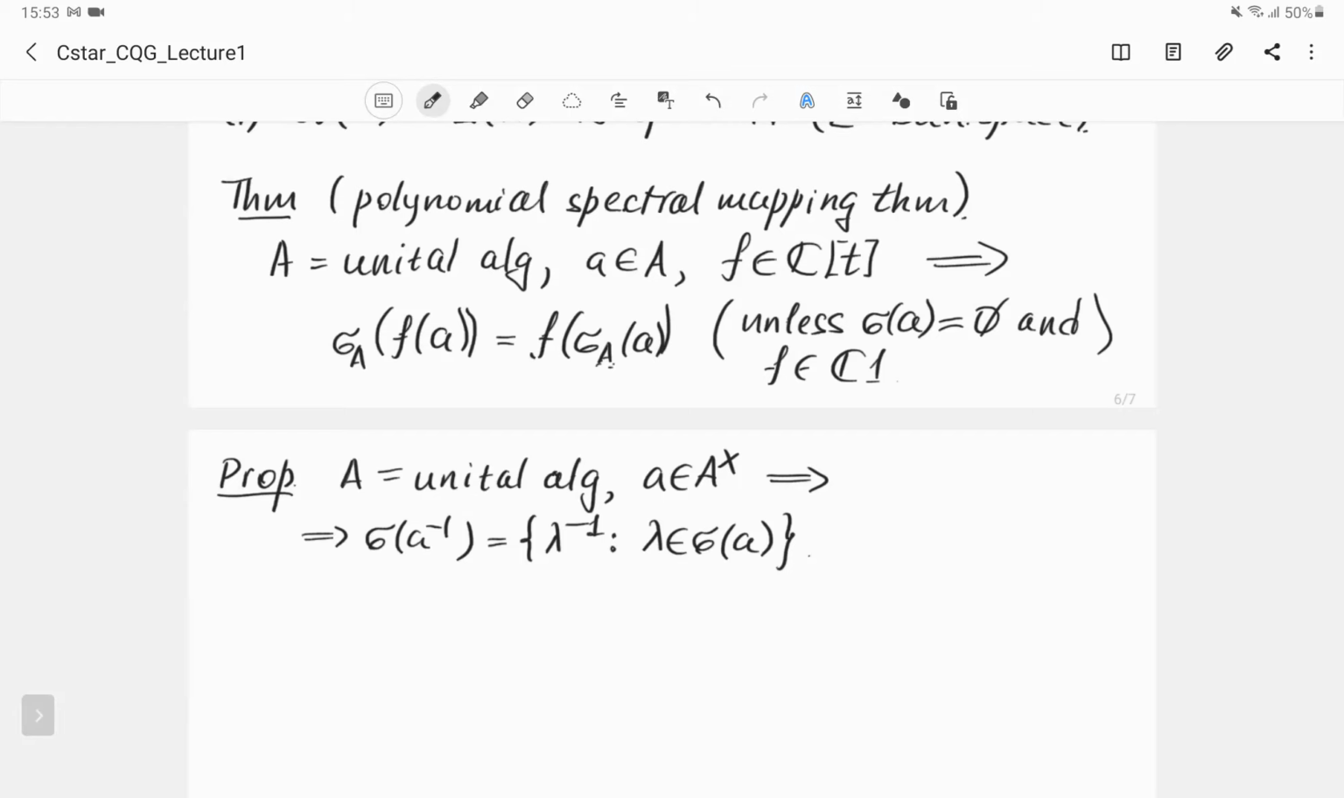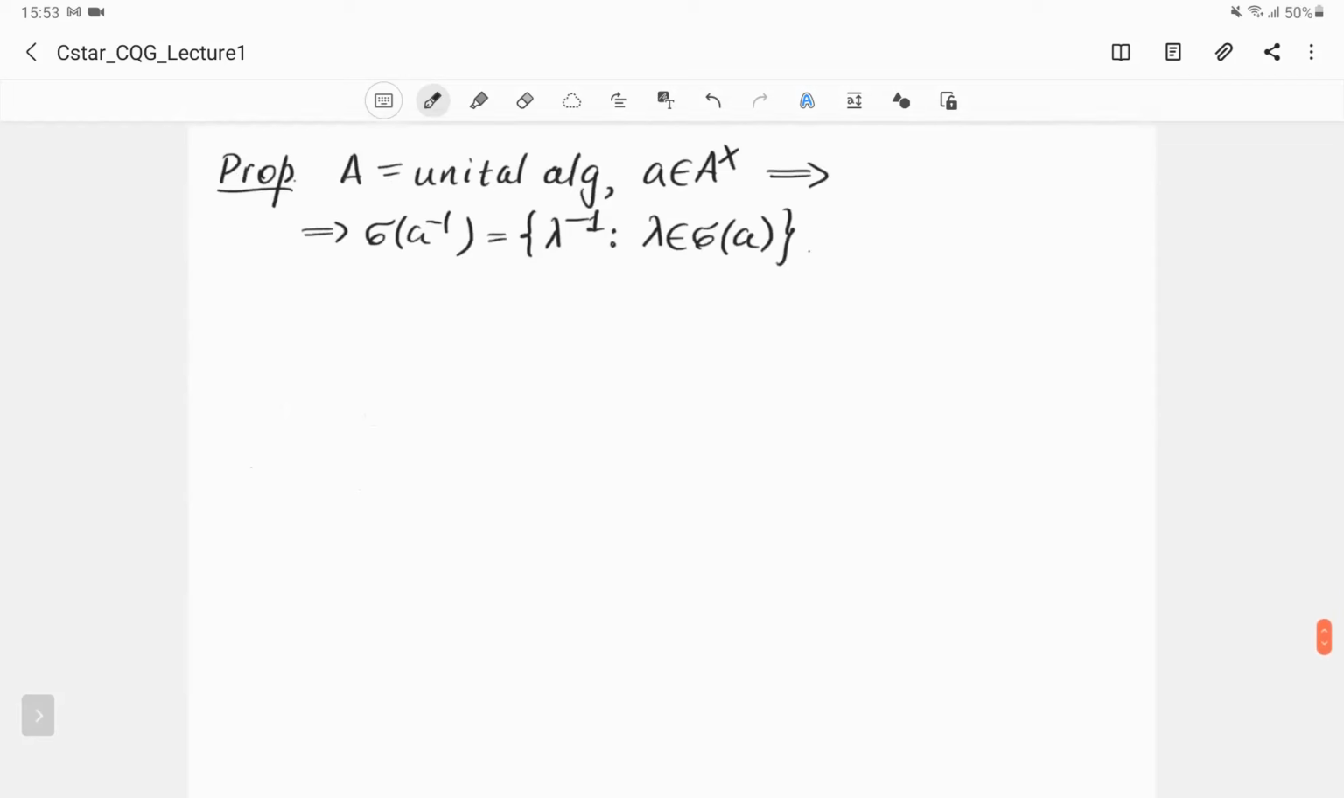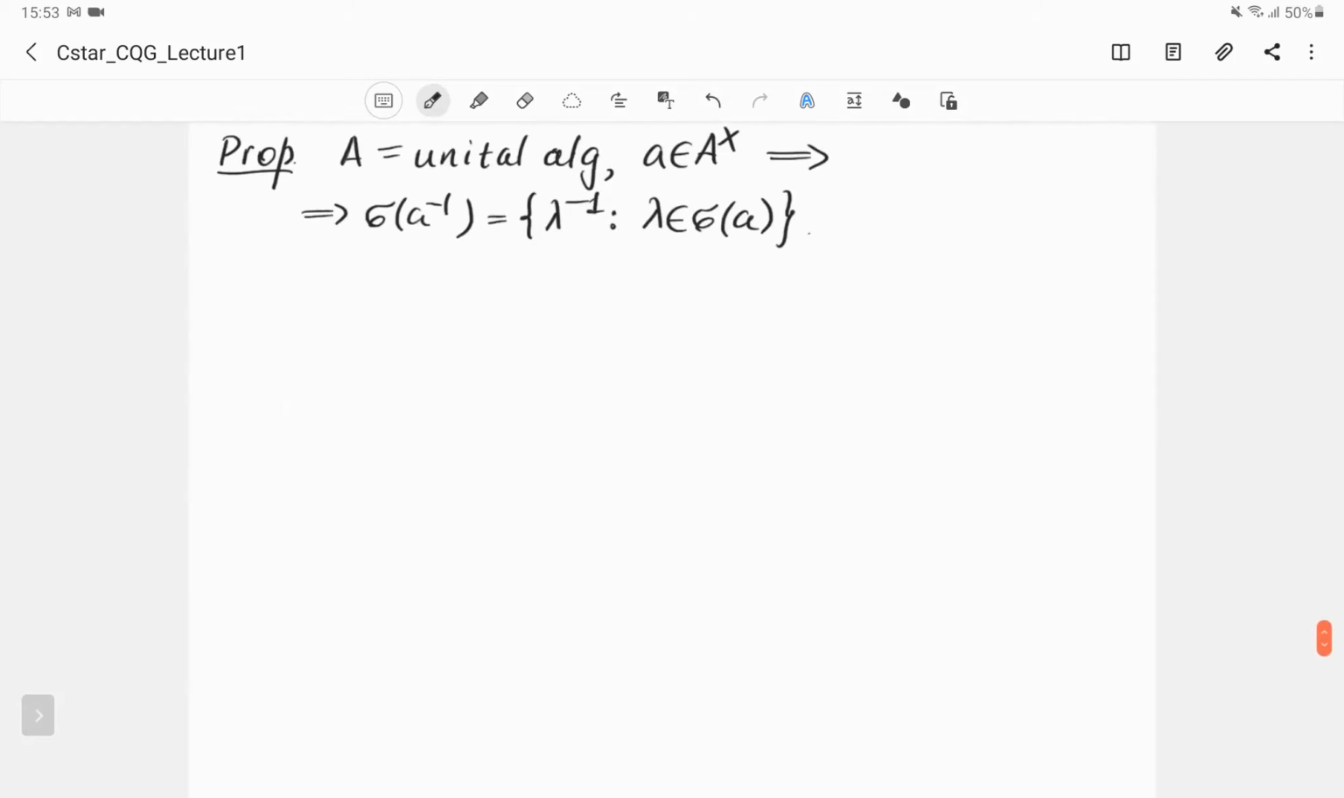Okay, so all these results are, of course, purely algebraic. And now let's come back to functional analysis and recall some basic facts about the spectrum of an element of a Banach algebra. The most important results about the spectrum are due to Gelfand, and they tell us that the spectrum of any element of a Banach algebra is compact and non-empty.